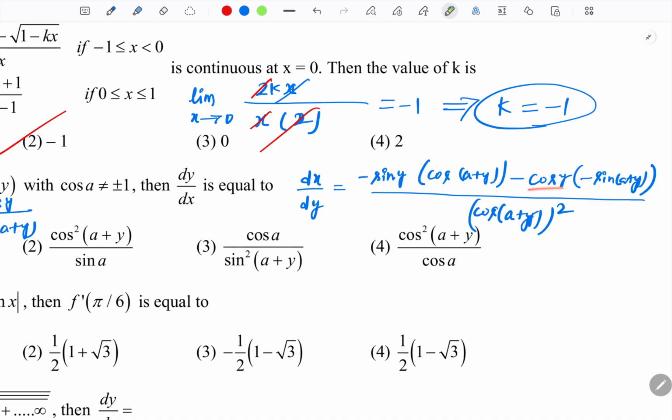Cos a sin b minus cos a sin b. What is this formula here? Sin of a minus b, right? Then write that formula here: sin of a plus y instead of a, and instead of b, it's a, so it is sin y, right? Dividing by cos square of a plus y. So both will be cancelled, then only sin a is remaining.